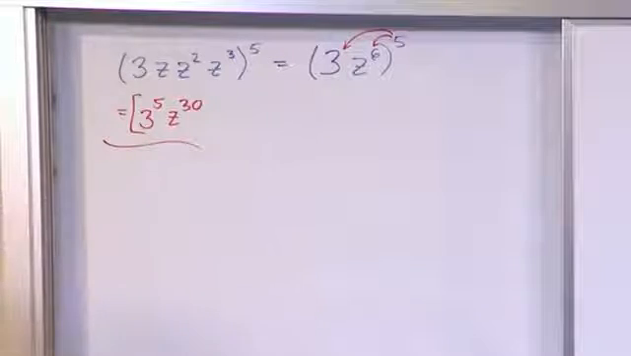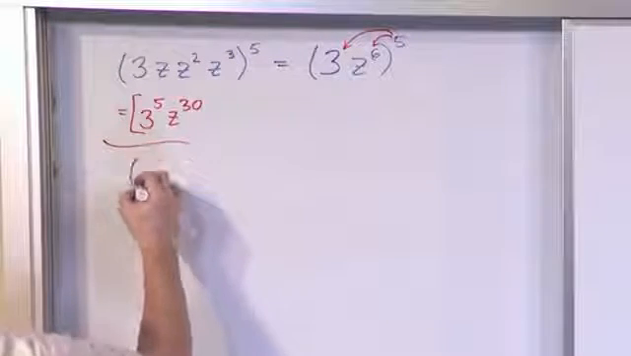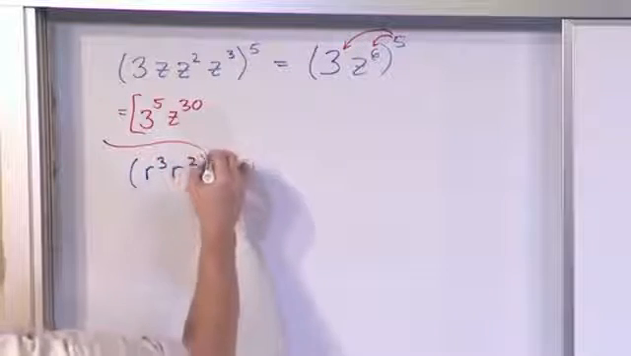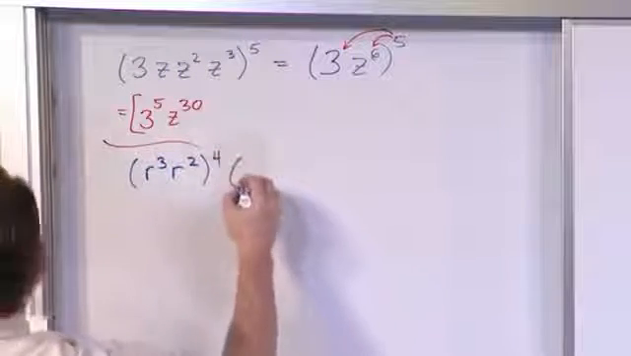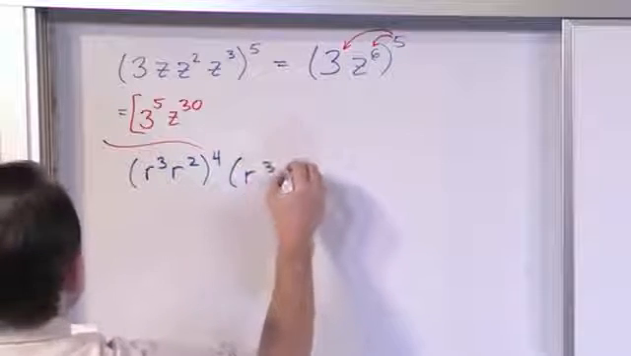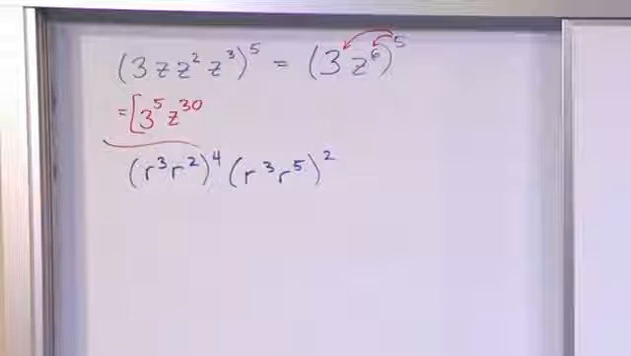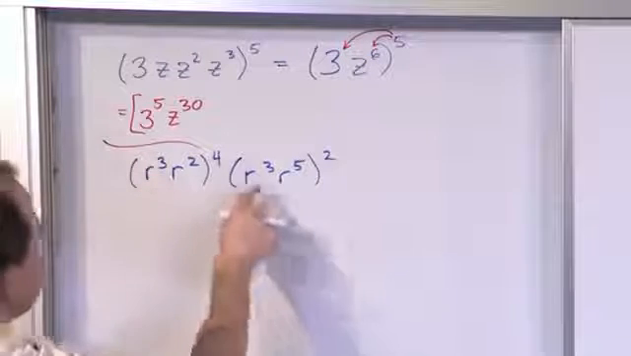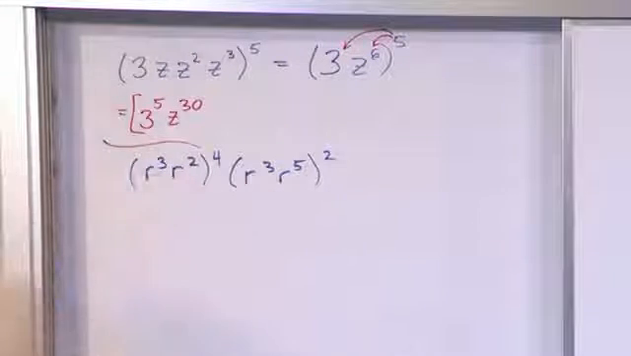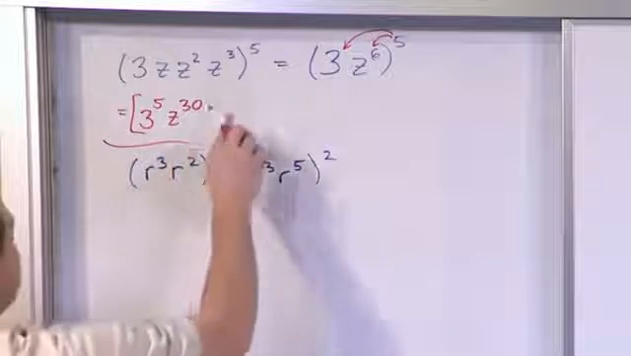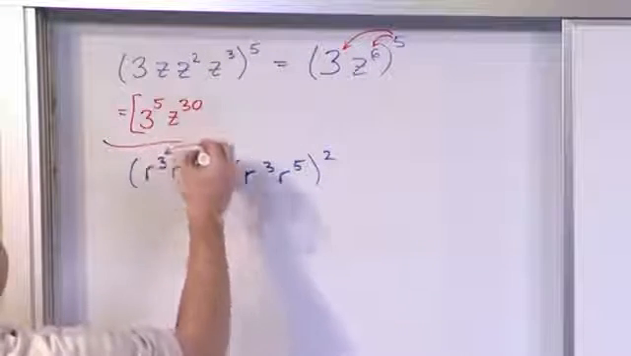Okay? What if we had something like r to the 3rd power times r squared raised to the 4th power, multiplied by r cubed times r to the 5th raised to the 2nd power? There's many ways that we could do this. I could combine these, and then combine these, and then raise the powers, but just to show you different ways to do it and the power of the algebra, I'm going to apply the 4 to both of these first.